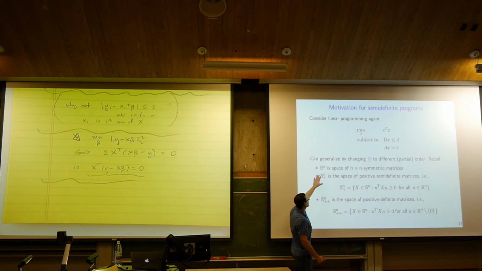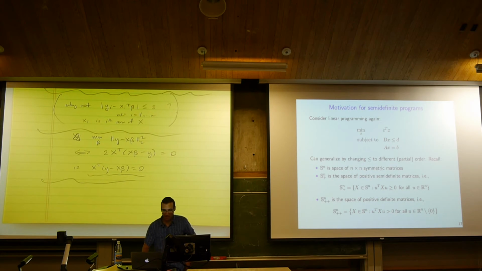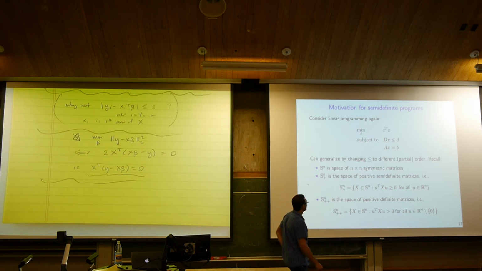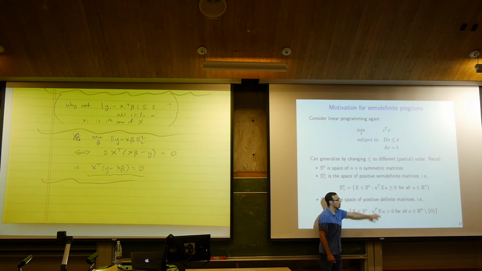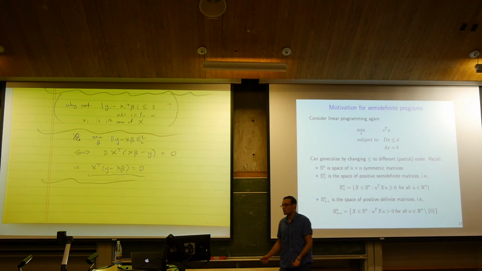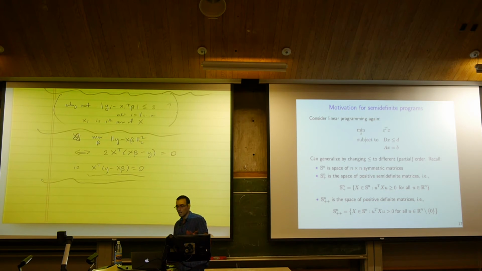Let's first introduce a bit of terminology we had before. Remember, this is the space of n by n symmetric matrices. That's what we denote by Sn. And Sn plus is the space of PSD matrices. I've written it here explicitly. It's the set of all matrices for which U transpose XU is bigger than or equal to 0 for all U's. It's one way of defining a PSD matrix. Another way, just to remind you, is that all of its eigenvalues are non-negative.